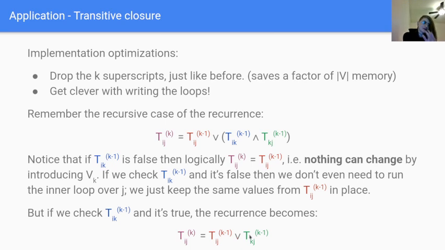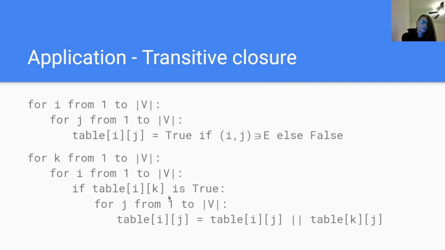So we have an if statement. Let's look at the code. It's the same code as before up here, but now we have an if statement. If table ij is true, then we do the inner loop. If not, we don't have to do the inner loop at all. But if we do the inner loop, then we only have this simplified thing here, where we don't even have table ik in there like we did before. We've also dropped the subscripts in this version compared to the previous pseudocode.